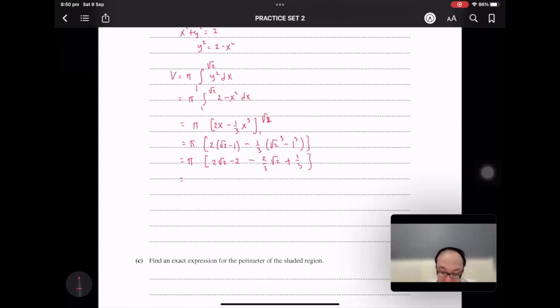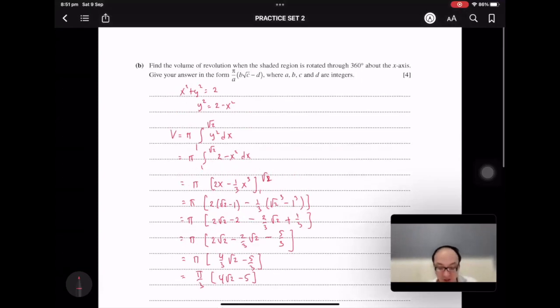So equals to pi. I can combine 2 root 2 minus 2 over 3 root 2, and then minus, this is 6, so minus 5 over 3. So equals to pi, 4 over 3 root 2 minus 5 over 3. So pi over 3 for root 2 minus 5. Yeah.